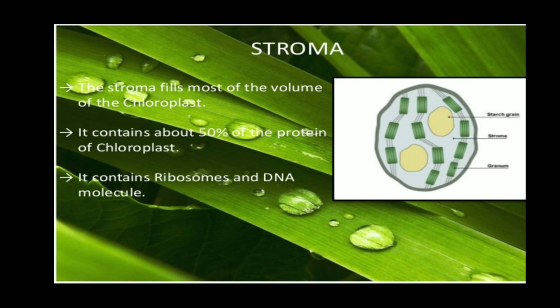So it contains the ribosomes as well as DNA molecules also, as it has its own machinery. So that's why it's called a semi-autonomous cell organelle. Semi means half. So it can synthesize its own proteins, but not 100%. This chloroplast depends on the nucleus also for the requirements of proteins. So that's why it's called the semi-autonomous cell organelle.